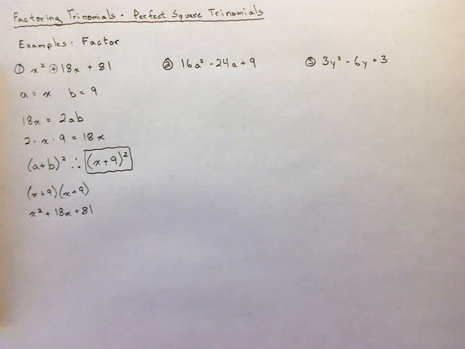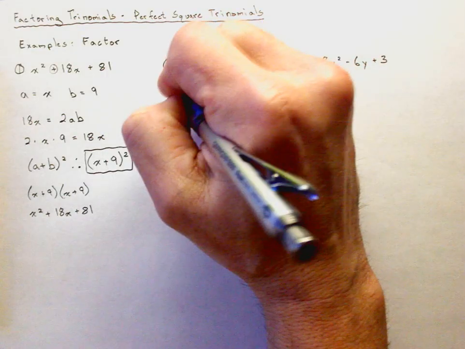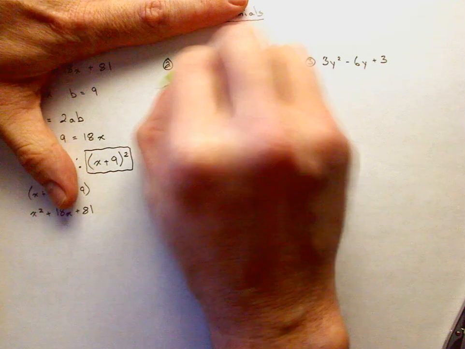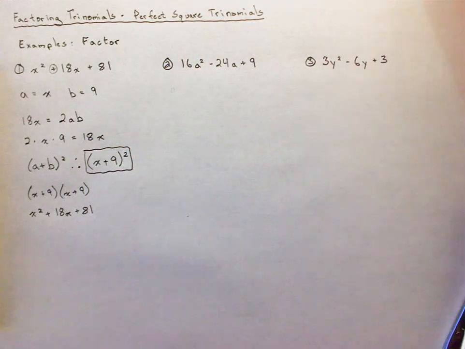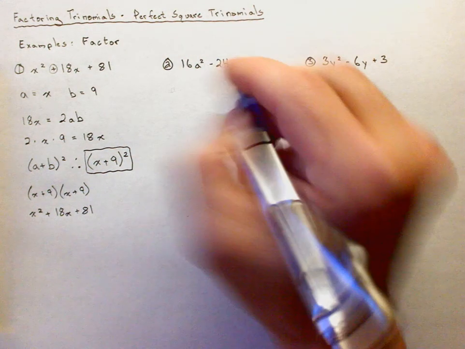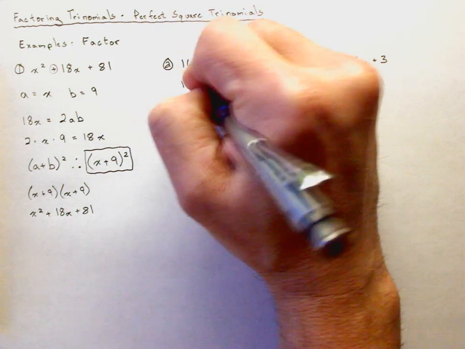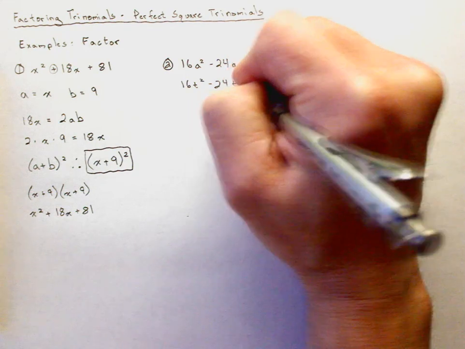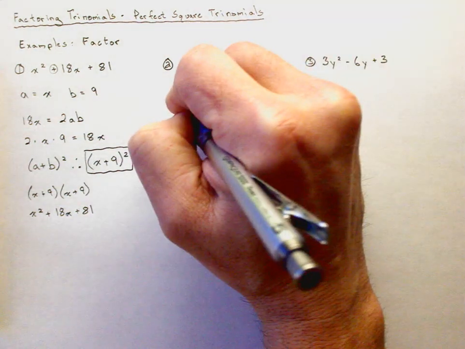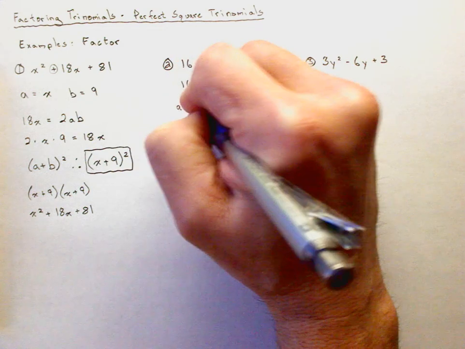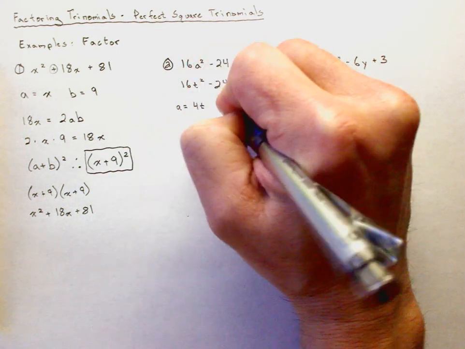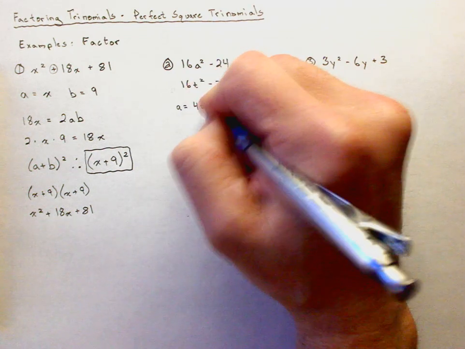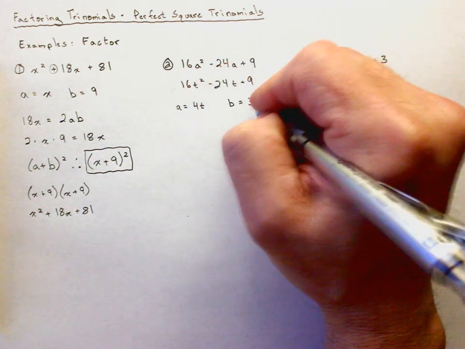Alright, second one. Identify my a. We have a's in our equation, so what I'm going to do is simply rewrite them as a different letter because I use a and b in my formula, so I'll just call it t. And now that helps me not to be confused. So a equals 4t and b equals 3, because 4 squared is 16, t squared is t squared, 3 squared is 9.